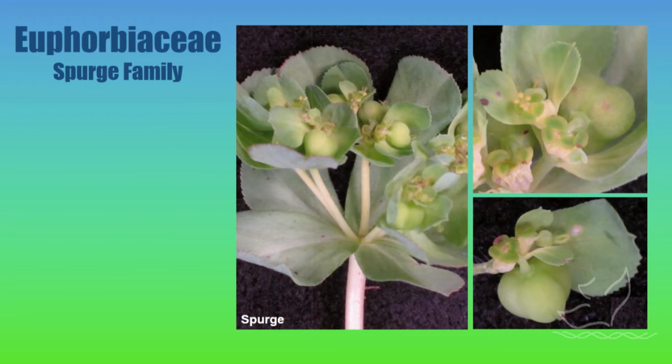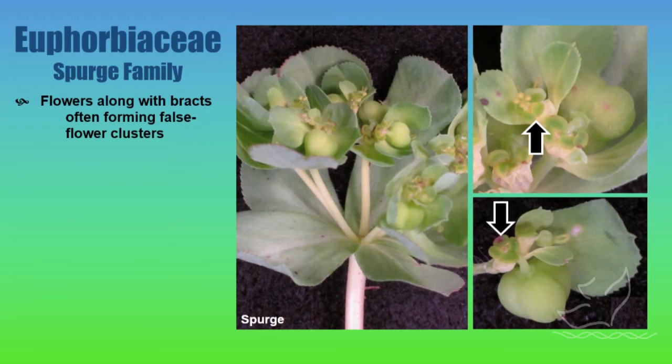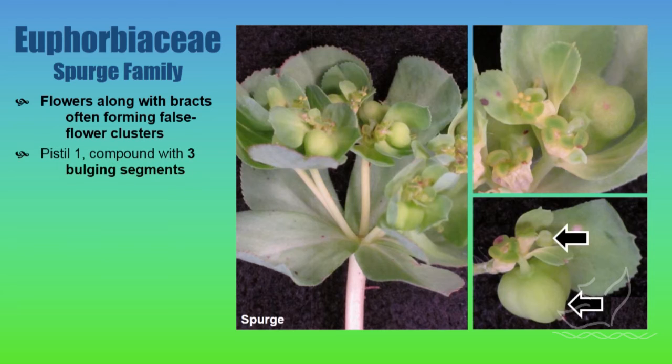So the first thing that's really important about the Euphorbiaceae, or the Spurge family, is that the flowers are in what we call false flower heads. The flowers, along with bracts, form flower clusters that actually look like a single flower. There will be a flower, and all that's in the flower is a pistil. That pistil is going to be a single pistil with 3 sections, therefore a compound pistil. And the segments are going to be bulging, as you can see in the examples here. But that is really one flower that's inside a false flower.